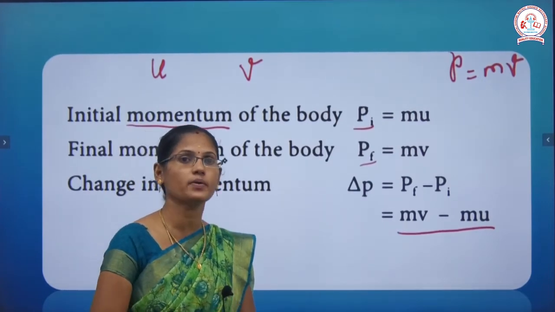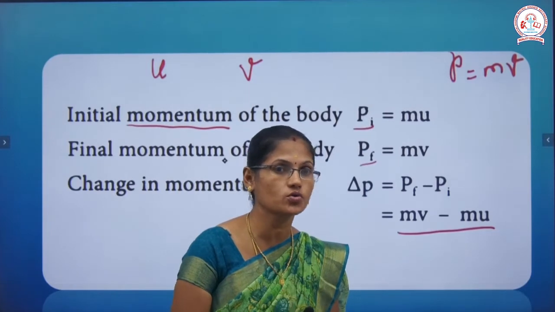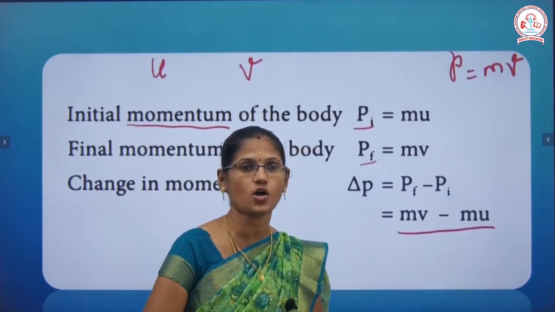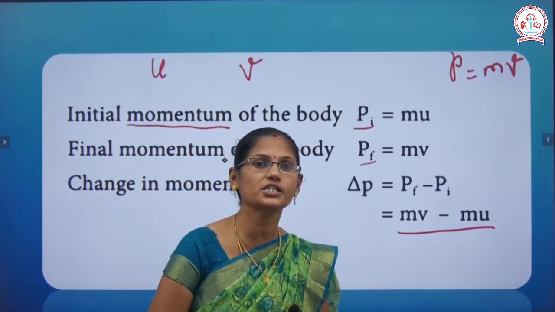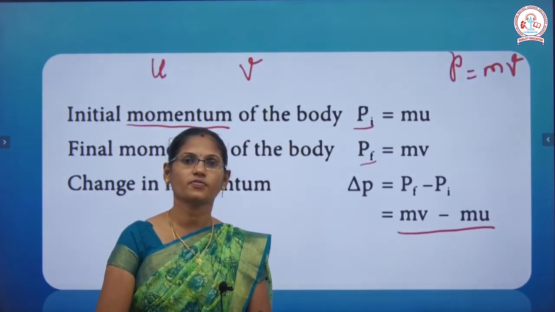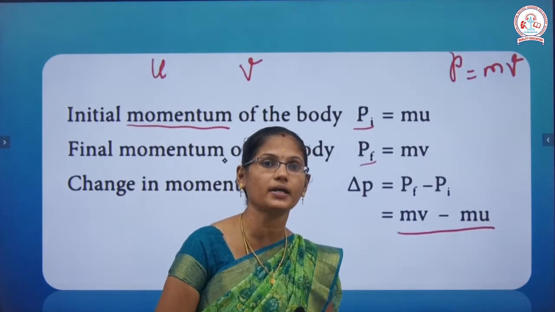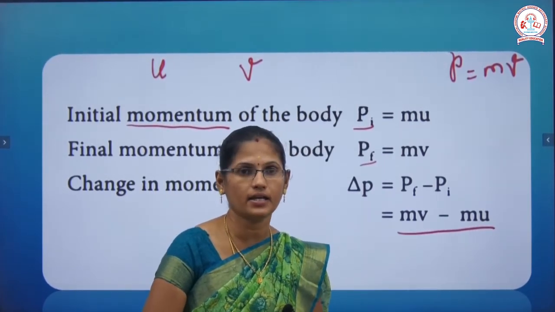So the initial momentum is Pi is equal to m into U. What is U? U is the initial velocity. At the start I explained the physical terms, U is nothing but the initial velocity. Next is the final momentum of the body. The final momentum of the body is Pf is equal to m into V, where m is the mass and V is the final velocity.